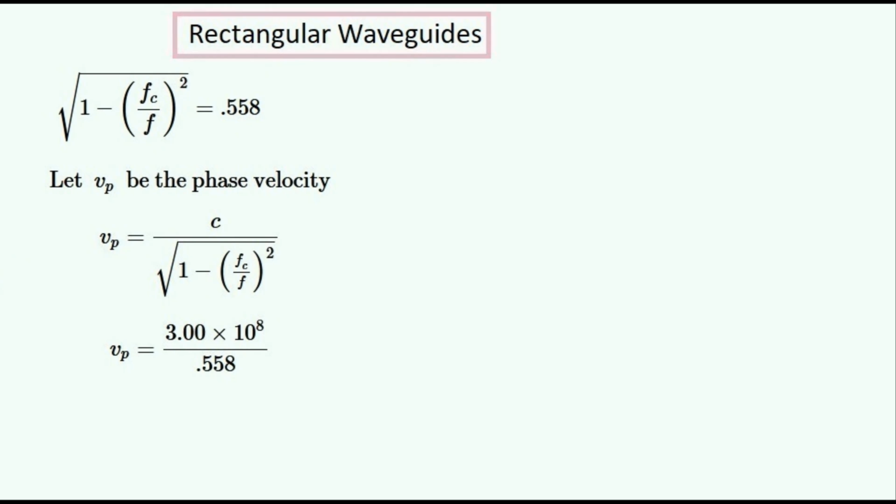Then we'll plug the values in, and then we'll get this value for the phase velocity, which is faster than light. It isn't the speed of the signal or the actual energy of the wave, so it doesn't violate any laws of the universe in being faster than light.